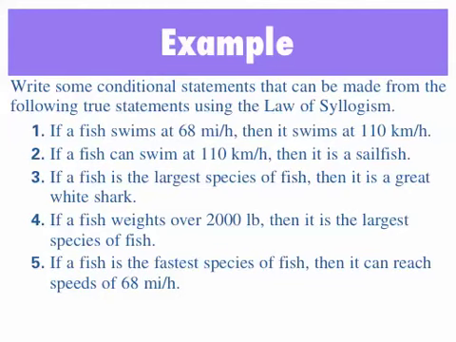Because these two are the same thing, I can drop those out, and I can use the hypothesis of the first, if a fish swims at 68 miles per hour, and the conclusion of the second, then it is a sailfish. So I've dropped out the 110 kilometers per hour, and I can say if a fish swims at 68 miles per hour, then it is a sailfish. Take a minute and pause this video, and you can try to combine other statements, using the law of syllogism to form true conditional statements.